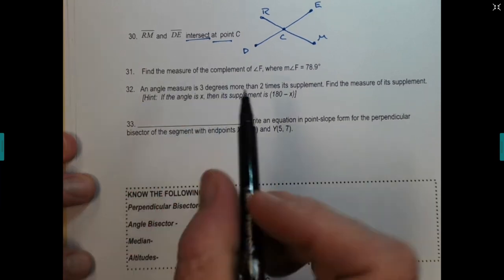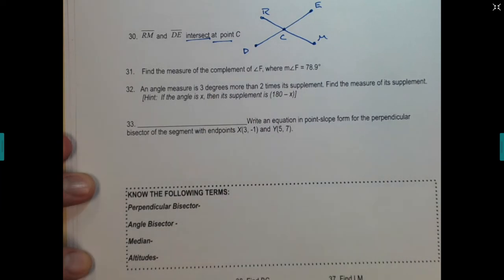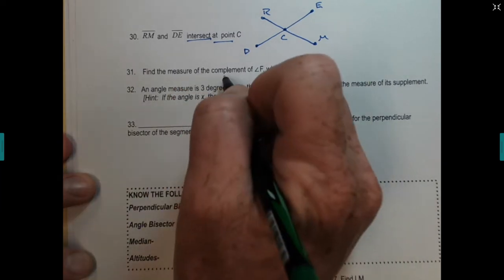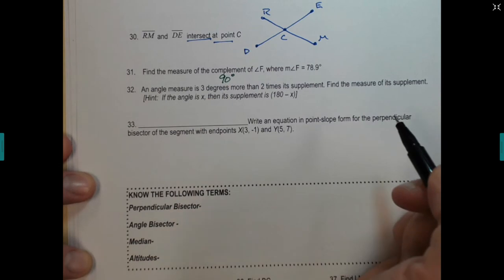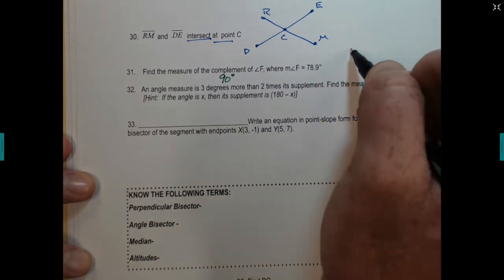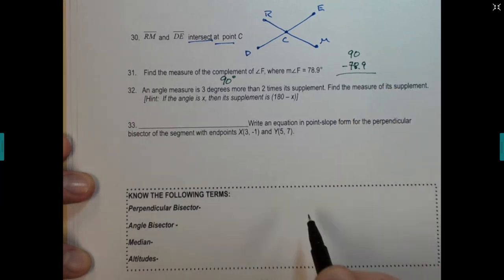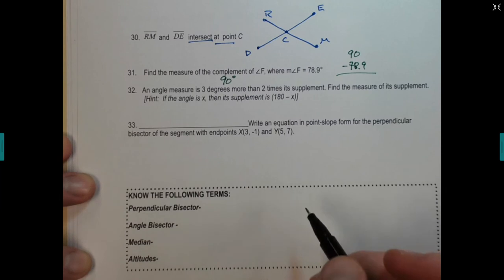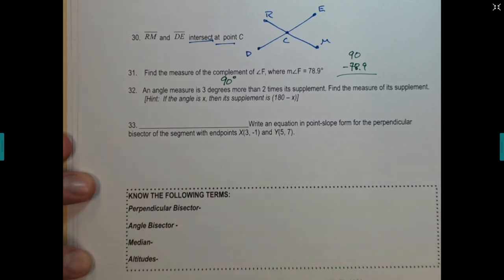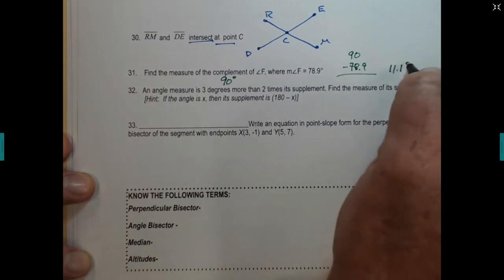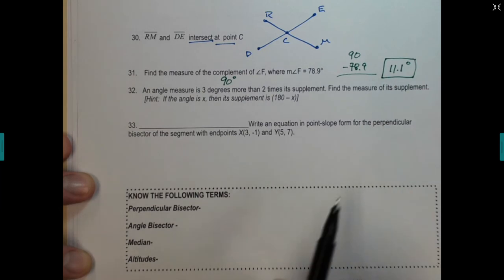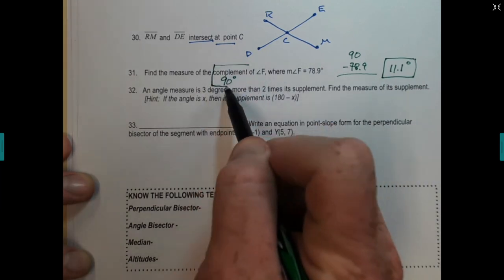Find the measure of the complement. Complement means things that add up to 90 degrees. If one of them is 78.9, I need to take 90 and take away 78.9. I think that is 11.1? I should probably use a calculator. I don't want to make a mistake, not when it's being recorded. Hey, I got it right. 11.1 degrees, because complement means to add up to 90.